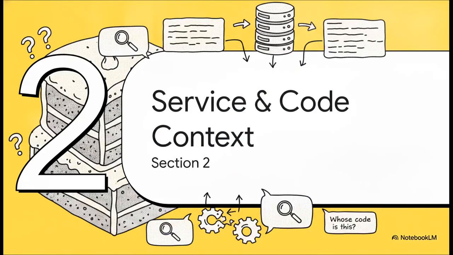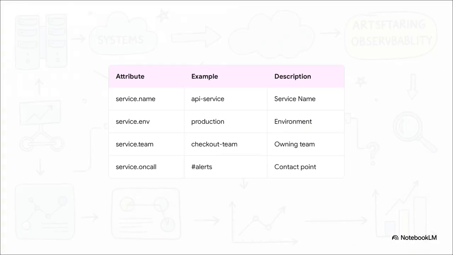Which brings us to Section 2, Service and Code Context. The very first layer of our cake here is giving the event fundamental self-awareness. When things break, and they always do, the first question is almost always, whose code is this, and what environment is it running in?